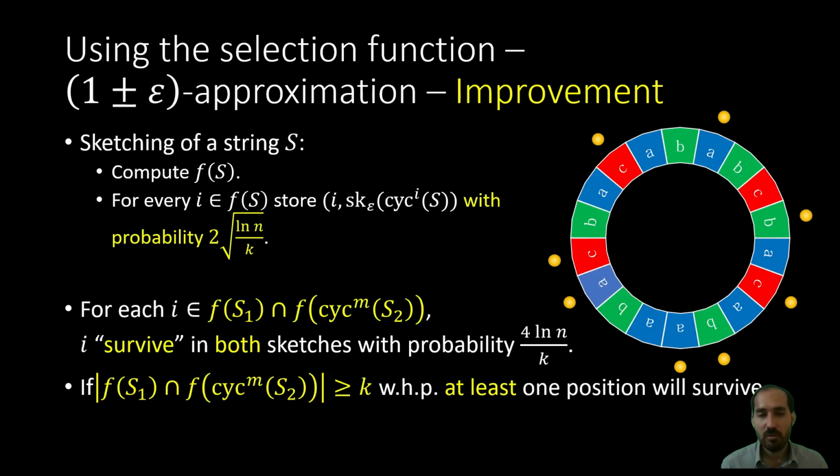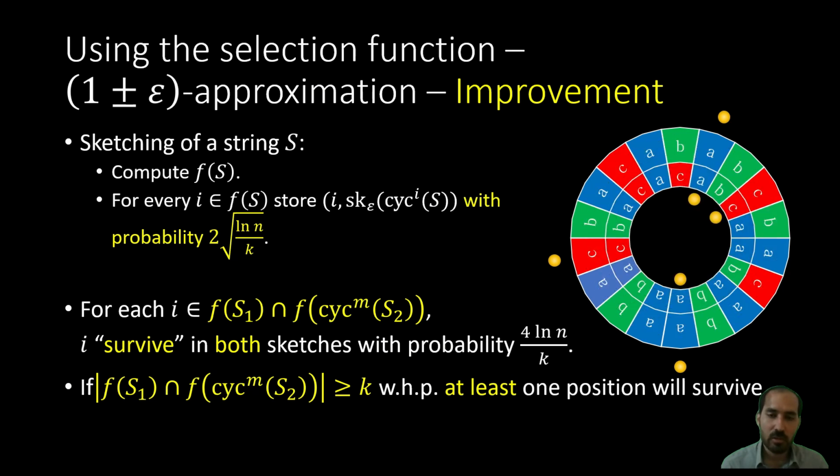The improvement goes as follows. Instead of computing the sketch of the regular string for every position that is selected, we do it for each position with probability about square root of 1 over k, or more accurately, 2 times square root of ln n over k. Then for most positions, we don't compute it at all, and we just focus on several positions. And for them, we compute the regular sketches.